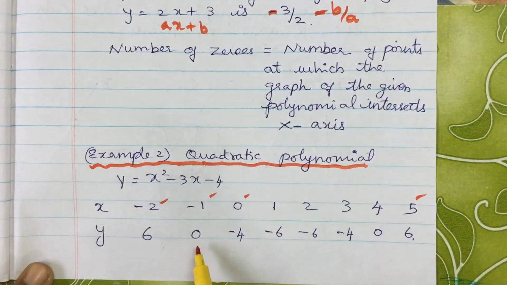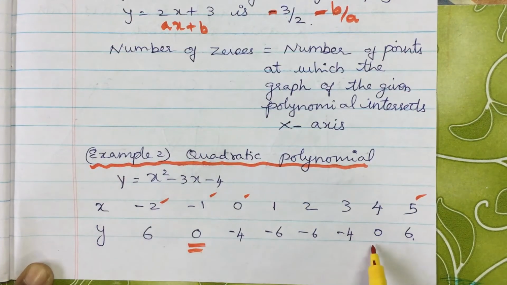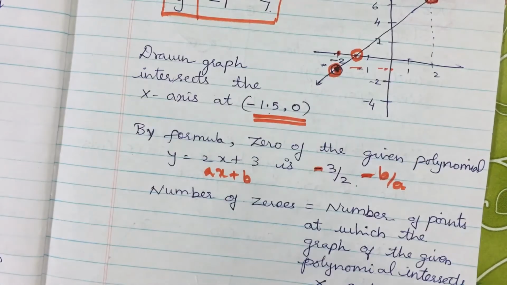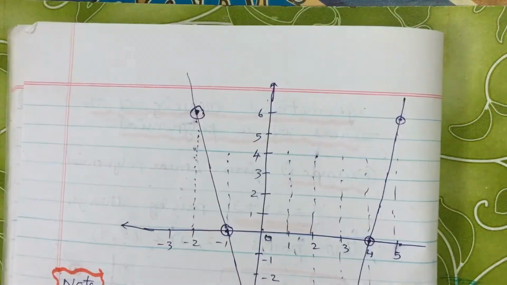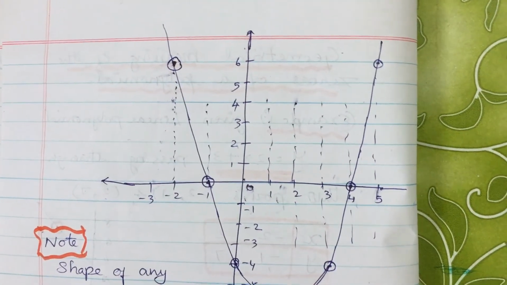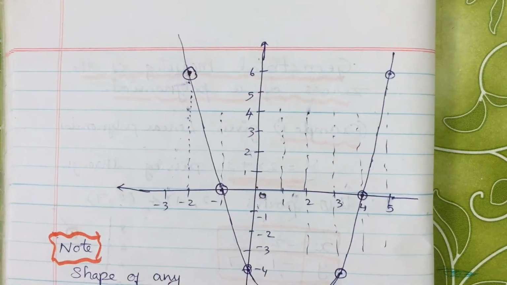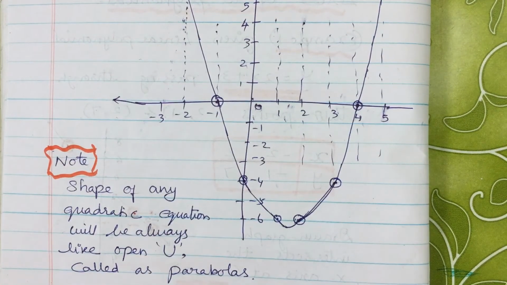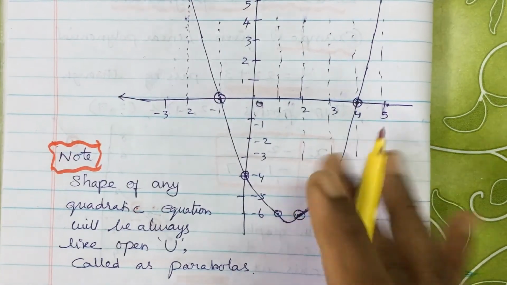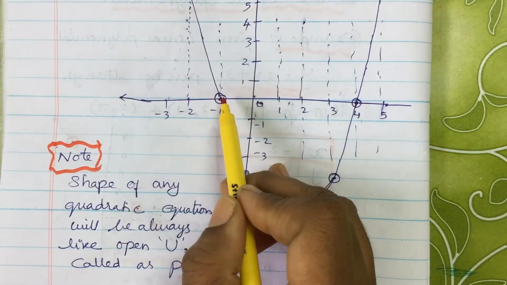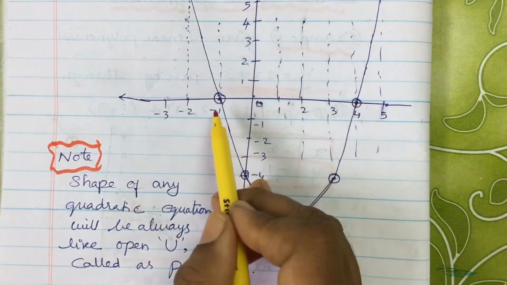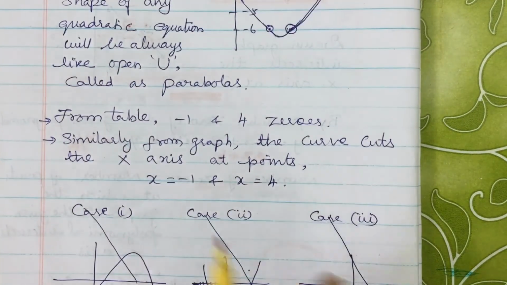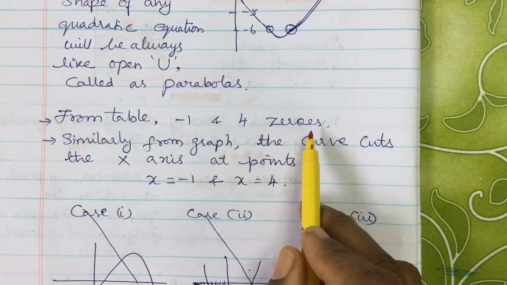Here you can observe that y becomes 0 when x is minus 1, and when x is 4, y becomes 0. So if you check the same with the graph, you can observe the same points are where the graph cuts the x-axis, that is minus 1 and 4. So minus 1 and 4 are the zeros observed from the table.